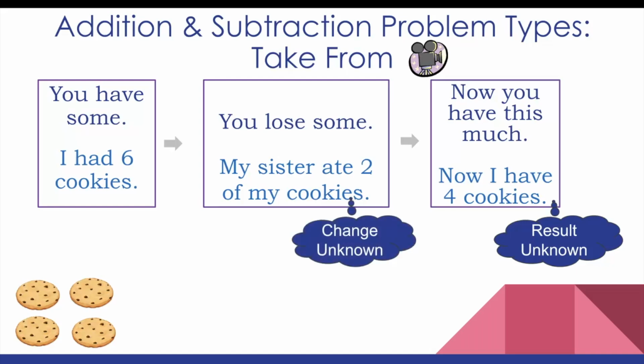The change could be unknown. I had 6 cookies. My sister ate some of my cookies. Now I have 4 cookies. How many cookies did my sister eat? This is first grade. And in second grade, we practice and introduce start unknown.